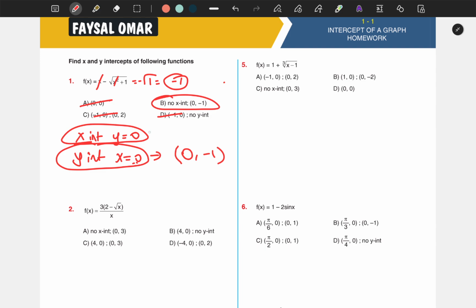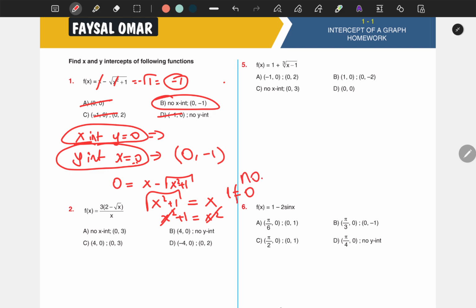And then let me use this one. For the x intercept, y is 0, which is 0 equals x minus the root of x squared plus 1. Move to the other side: the root of x squared plus 1 is equal to x. Squaring both sides, x squared plus 1 equals x squared. From both sides, x squared cancels. Is it possible that 1 is equal to 0? No, there is no solution. Since I have no solution, it means there is no x intercept.